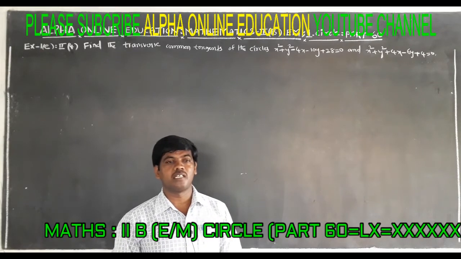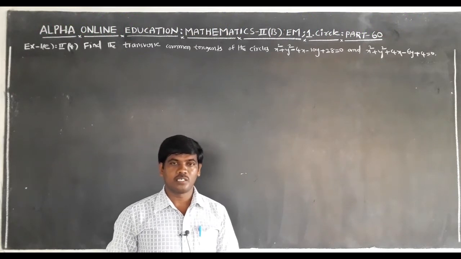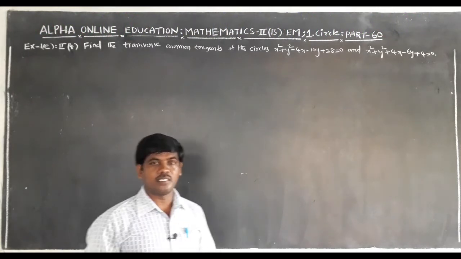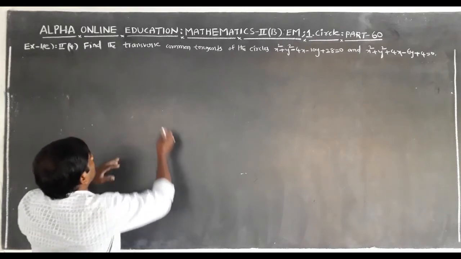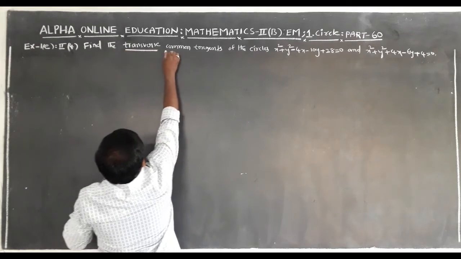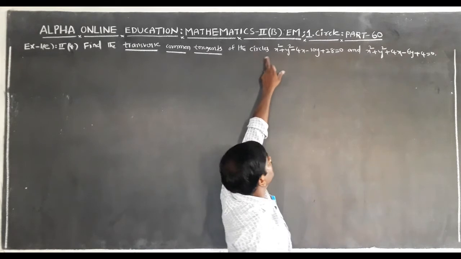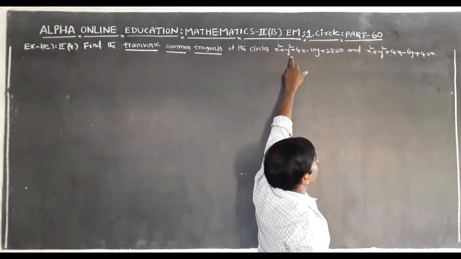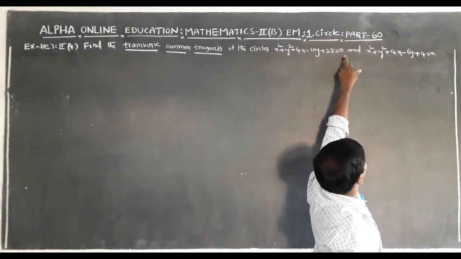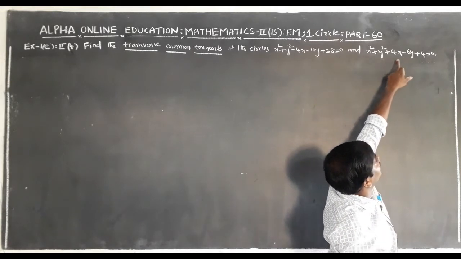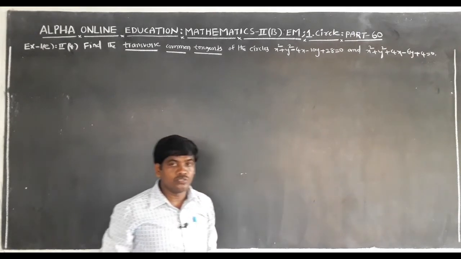Transverse common tangents of the circles. Most important problem in the chapter circle. Exercise 1E, third bit, fourth problem. Find the transverse common tangents of the circles x² + y² − 4x − 10y + 28 = 0 and x² + y² + 4x − 6y + 4 = 0.